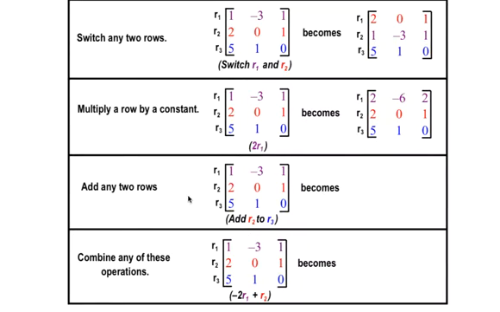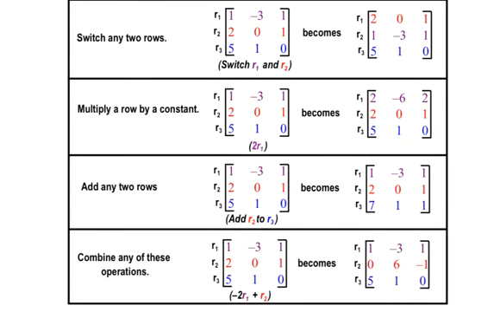We can add any two rows together. In this example, I'm adding row 2 to row 3, so the only thing changing is row 3. And row 3 becomes 7, 1, and 1. And then lastly, we can combine any of those operations. So in this example, I'm multiplying row 1 by -2, and then I'm adding that to row 2. So row 2 is the one that's changing. Row 1 and 3 stay exactly the same.